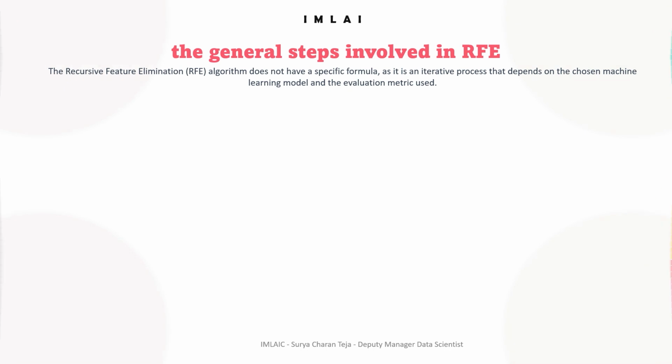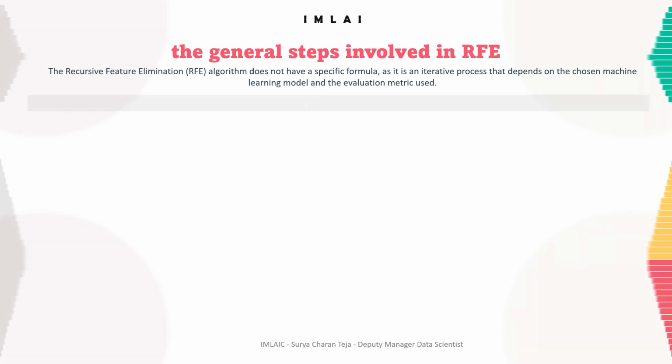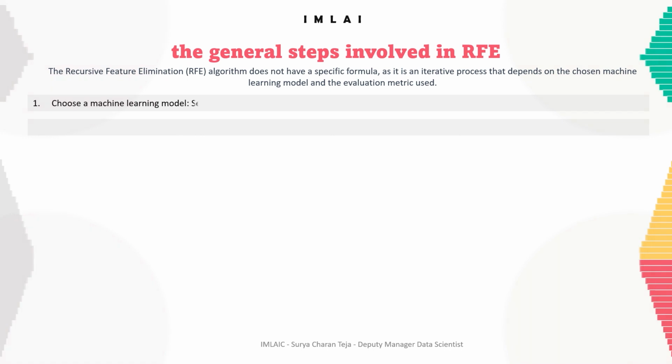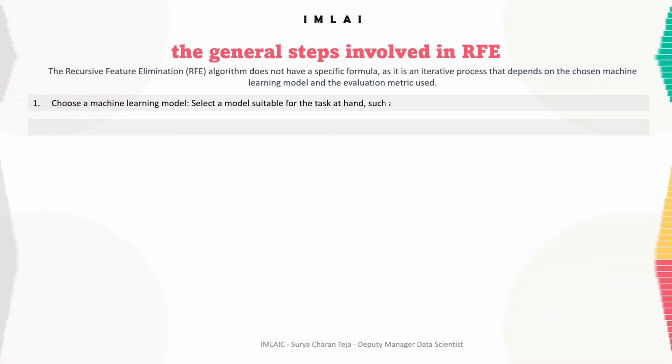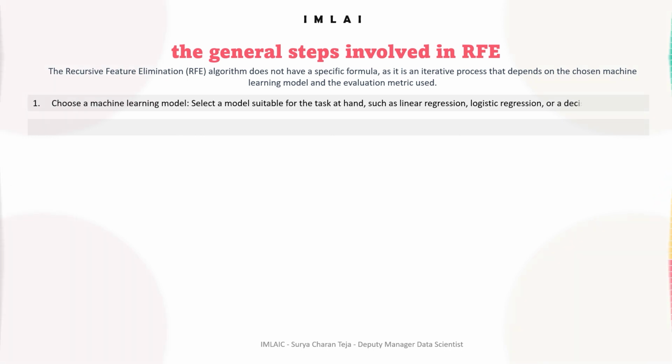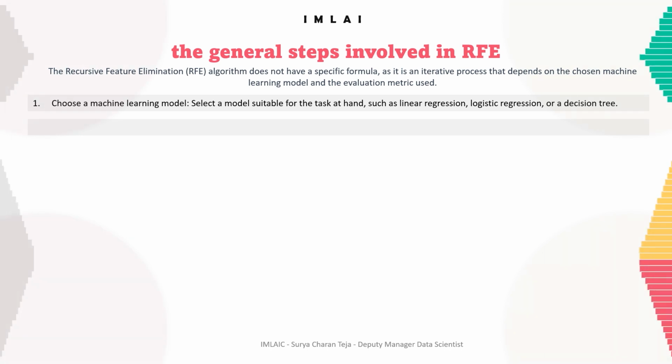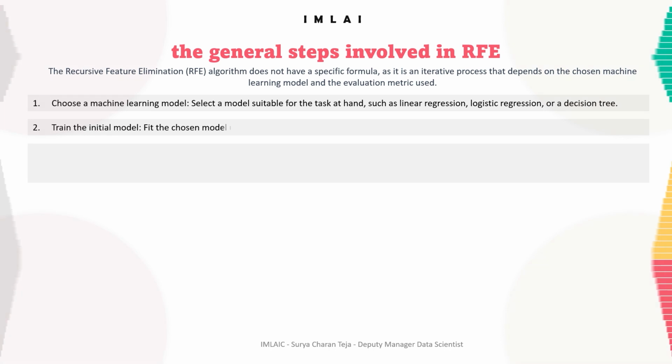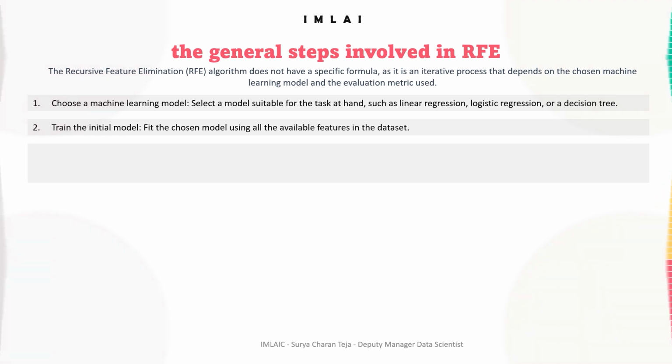Step 1, choose a machine learning model. Select a model suitable for the task at hand, such as linear regression, logistic regression, or a decision tree. Then we have the second step, train the initial model. Fit the chosen model using the available features in the dataset.